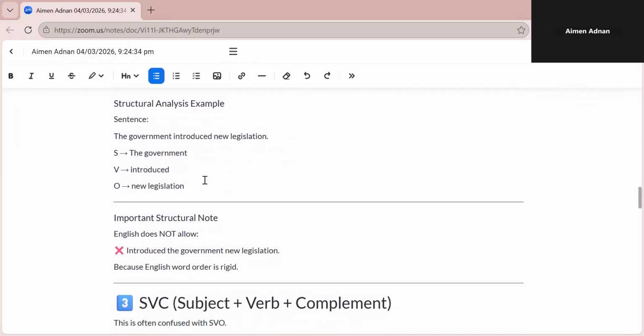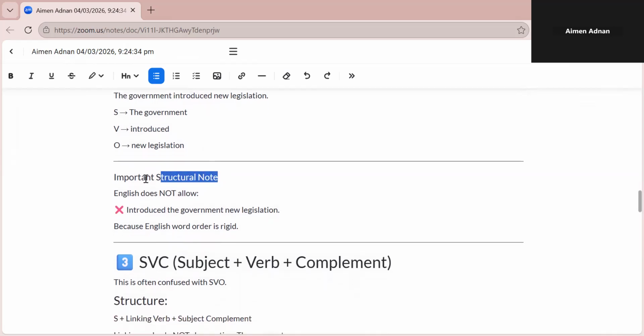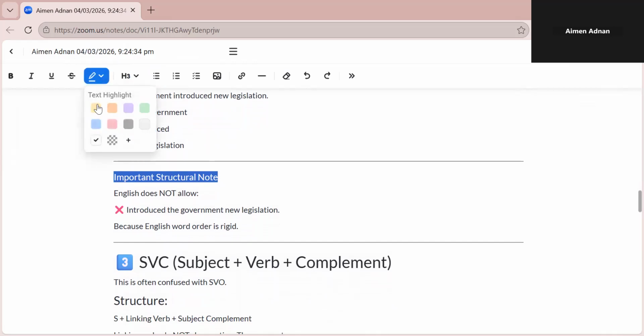And a very important structural note that I have written for you that you have to keep in mind is: introduce, the government, new legislation.